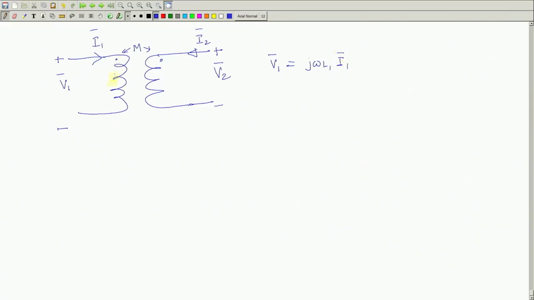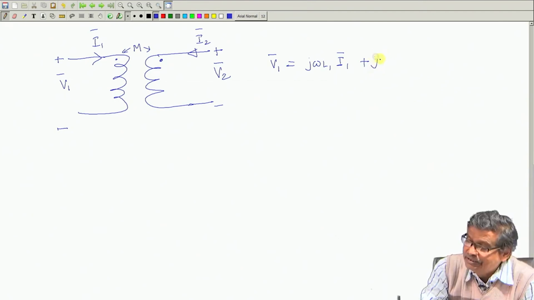Two sources will be there. Then I2 is entering through the dot, so all the other polarity constraints will be there. Through the dot, I2 bar is entering. So the upper one will become plus, but for d/dt it is j omega only, and then M, and then do not write small i2, write this one.